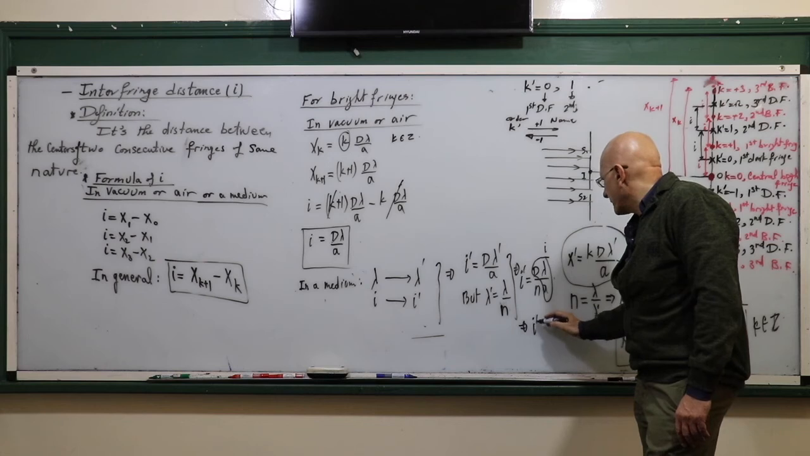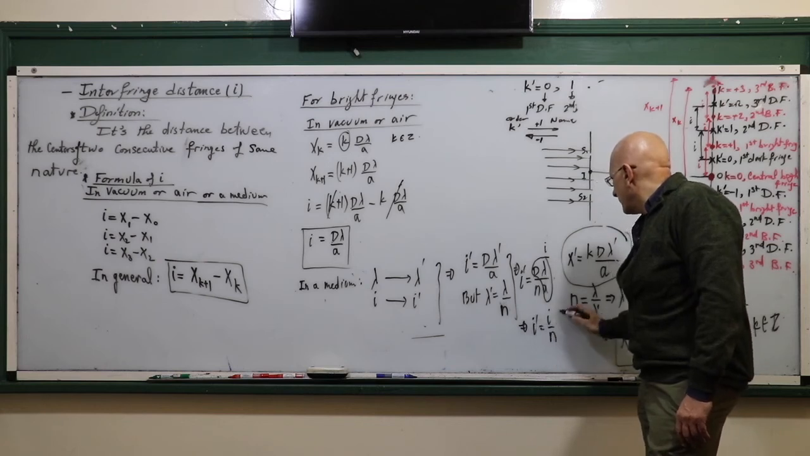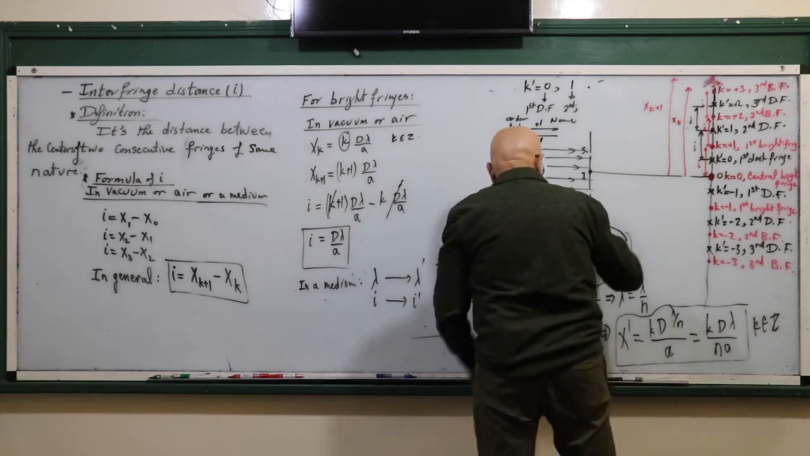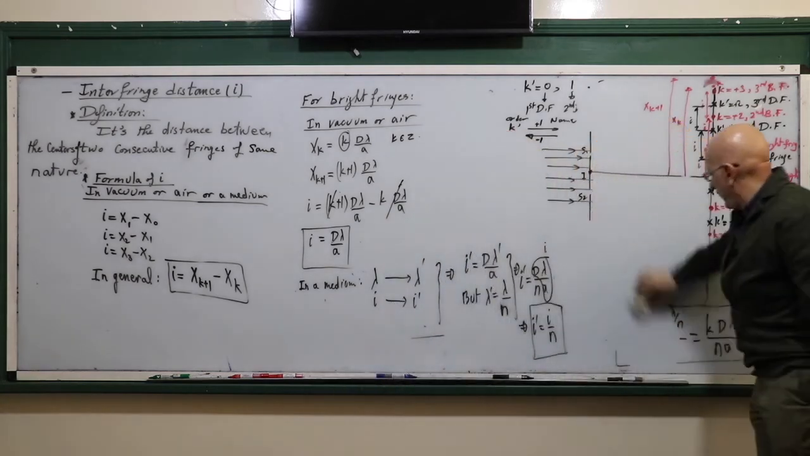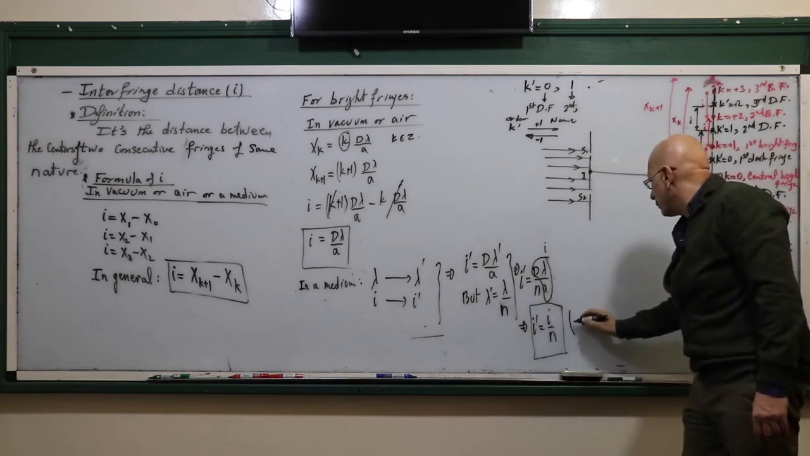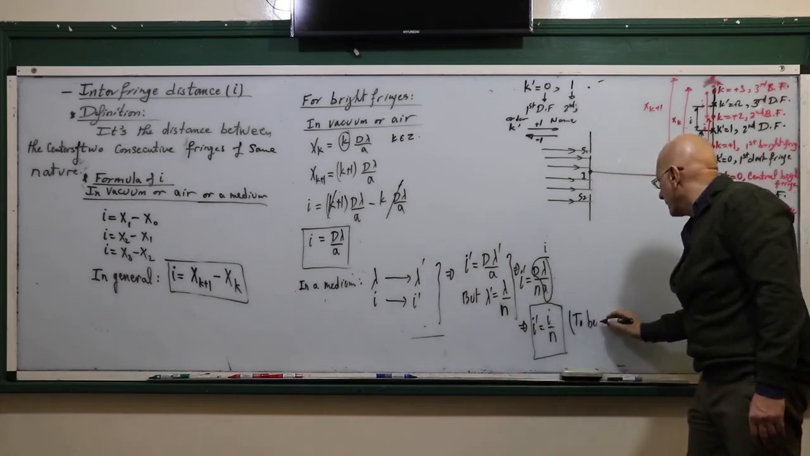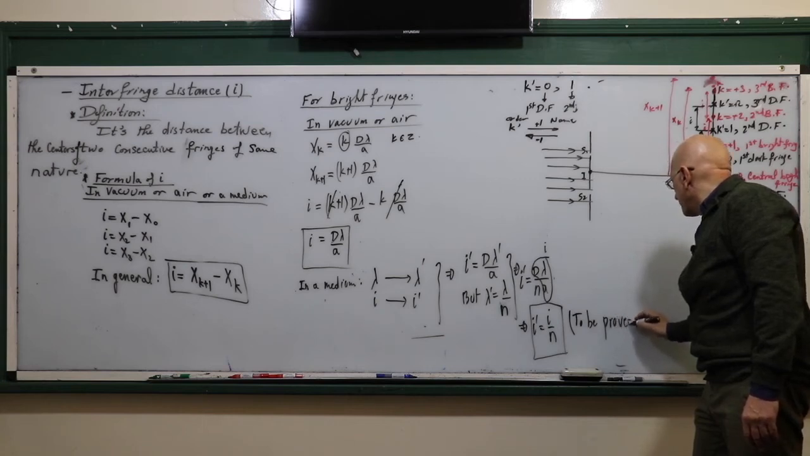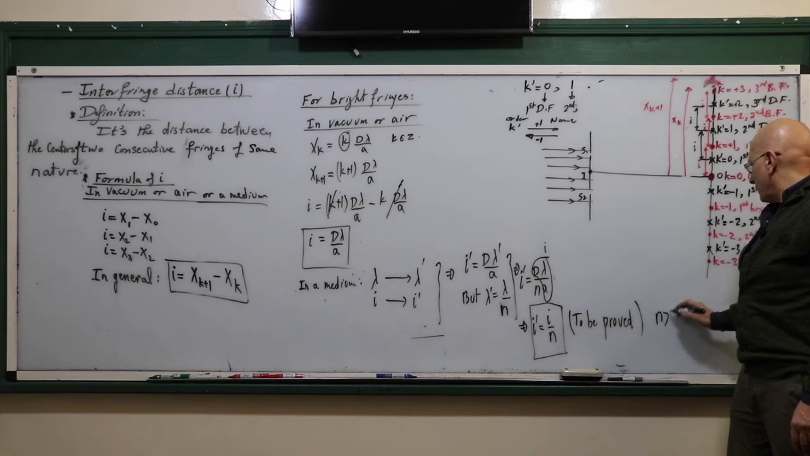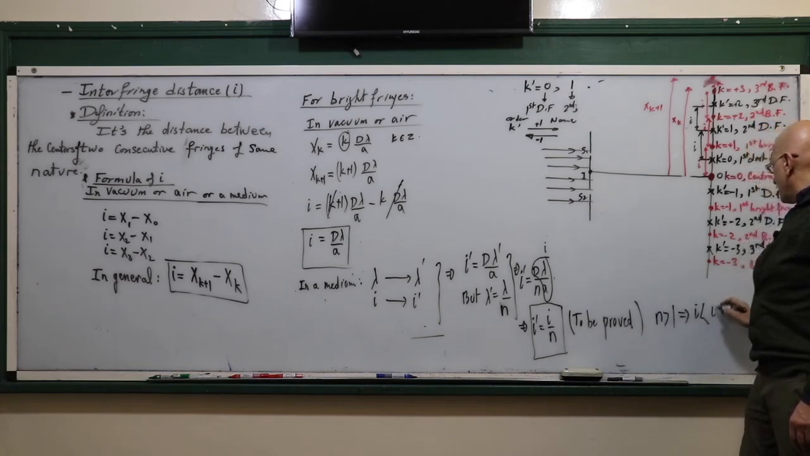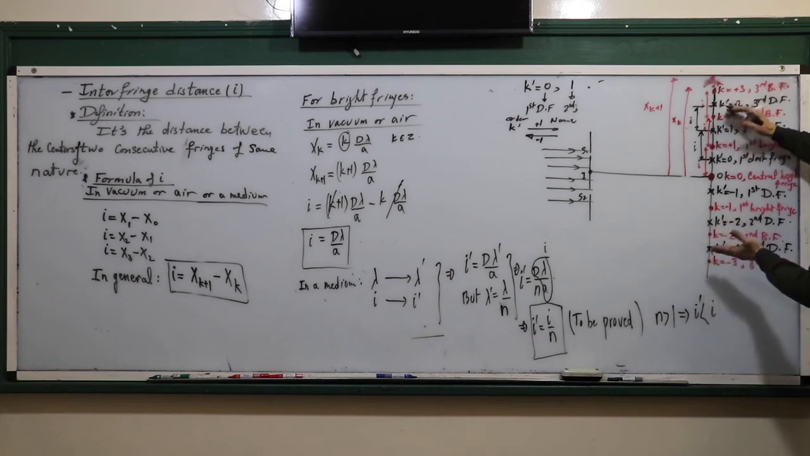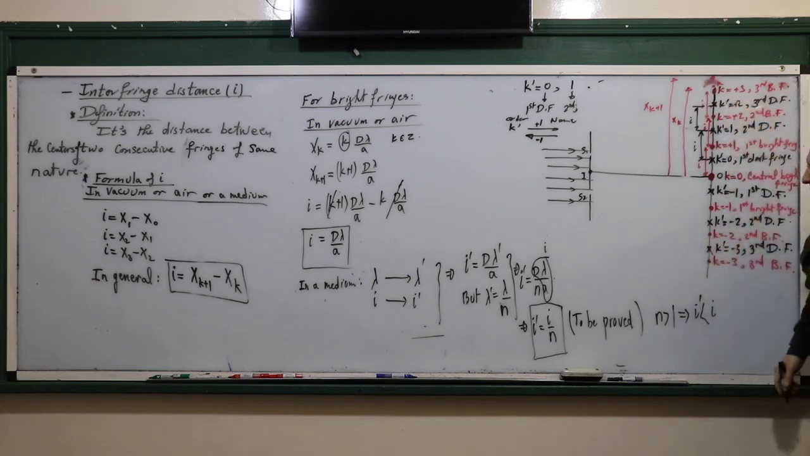This implies I prime equal I over n, to be proved. You should prove it first. Okay? n is greater than 1 also. This implies I prime is smaller than I, which means that the fringes become closer to each other. Okay?